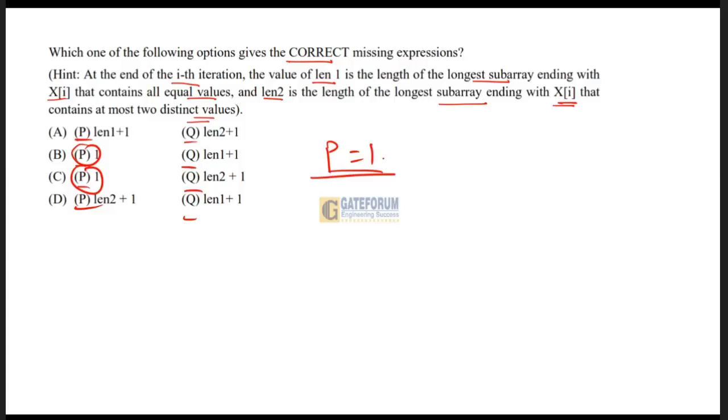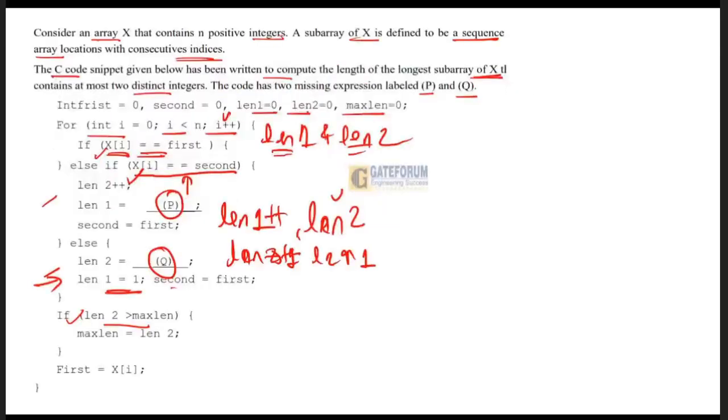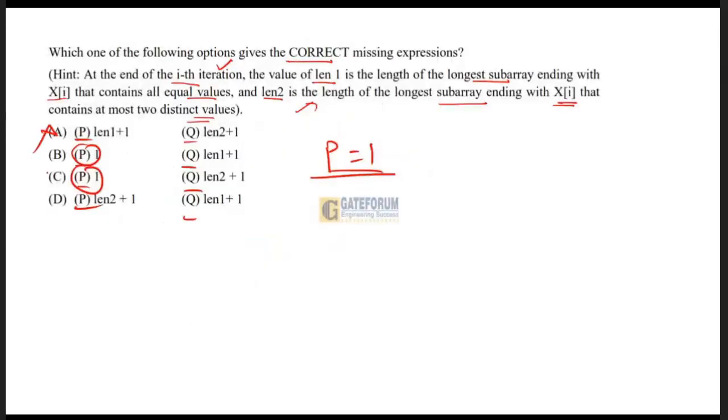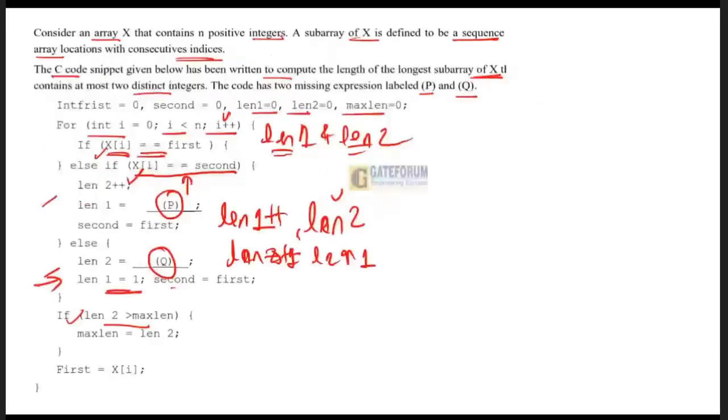Because it is already given that at the end of the ith iteration, length 1 is the length of the longest ending subarray, and length 2 is the subarray that contains two most values. But if it is not so, then we have to reset it. So ultimately P will be 1. So A is cancelled and D is cancelled. And if this is not matched, P is ultimately what? I need to make P 1 here, length 1 equal to 1, and length 2 equal to what?